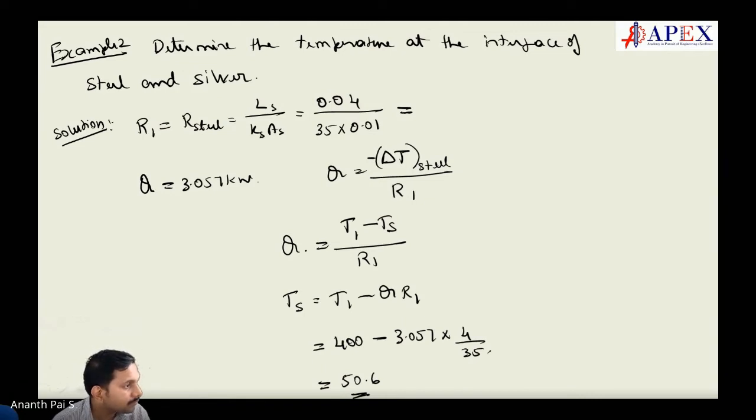Understood that? So what does that mean? It means that whenever there is low thermal conductivity, the temperature difference is more. When the thermal conductivity is more, the temperature difference for the same heat transfer is lower, here 50.6 degrees centigrade. This understanding has to be there.